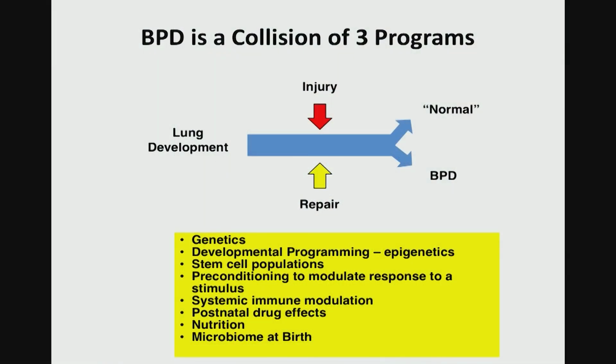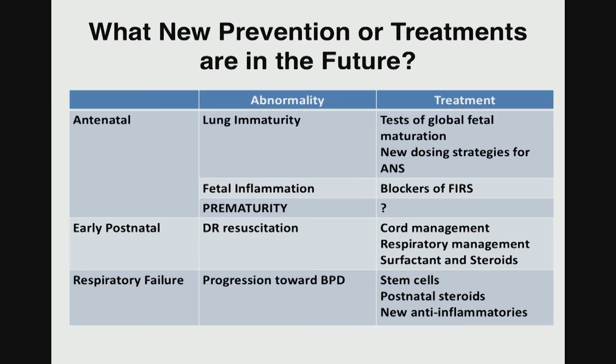A couple of comments on pathophysiology just to lead into the more complicated and better talks subsequently. As was pointed out, BPD is a collision of three programs. One is development, one is injury, and one is repair. And all those things in the yellow box are contributing to each component of this. And we don't understand any of these three pathways perfectly in the preterm infant. And probably much of the variability in how these kids present is the variability in their lung development program, how much injury is occurring, and how effective their repair may be.